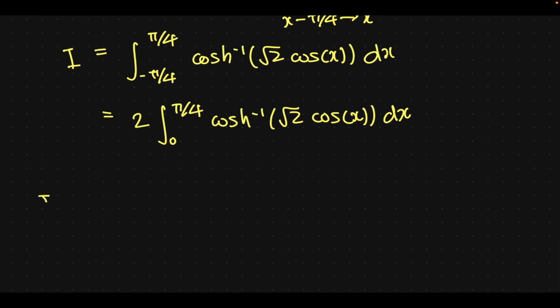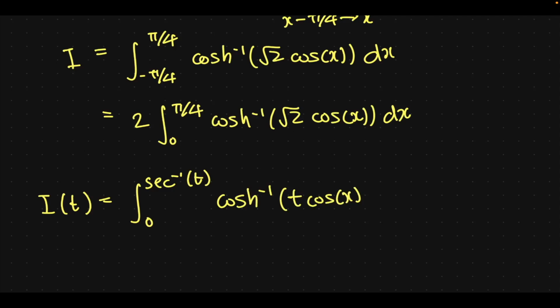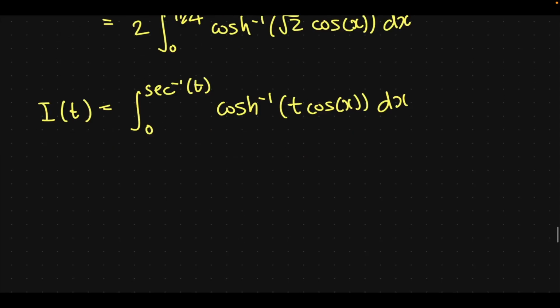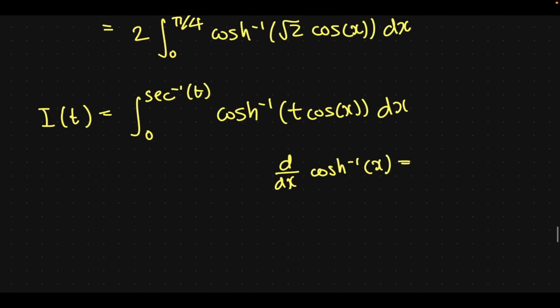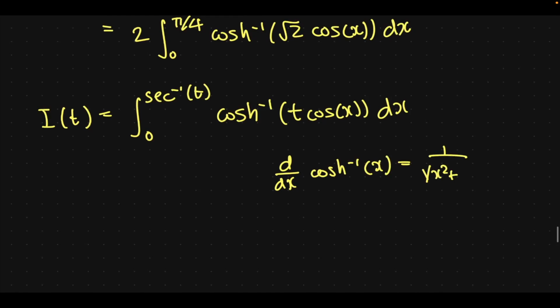Now here's where we introduce a Feynman parameter: the integral from 0 to secant inverse of t of cosh inverse of t times cosine of x dx. You will see why this parameter choice is very good. Now notice one thing, the derivative of cosh inverse of x is something we're going to need: it is 1 over square root x squared plus 1. So I prime, as we usually do, is going to be the integral from 0 to secant inverse of t.